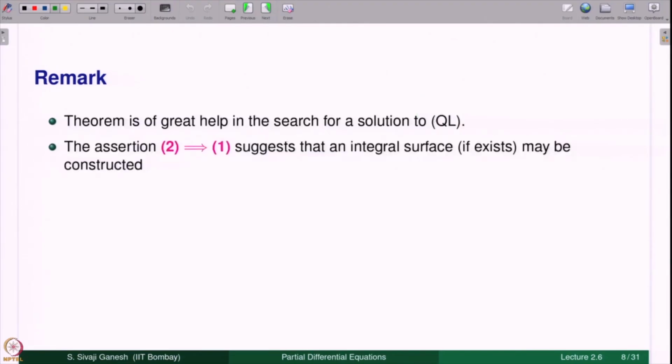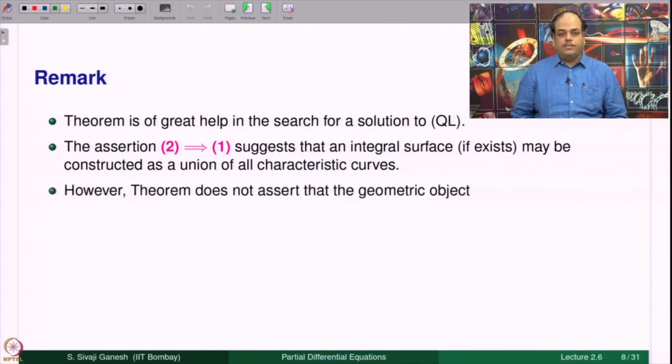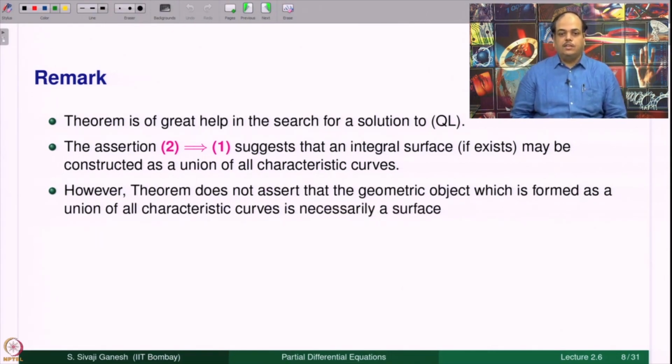So, the assertion 2 implies 1 suggests that an integral surface, if it exists, in other words a surface z equal to u(x, y) where your solution, if it exists, may be constructed as a union of all characteristic curves. However, the theorem does not assert that the geometric object which is formed as a union of all characteristic curves is necessarily a surface. In other words, if you take a union of characteristic curves, it is not necessary that the third component is expressible as a function of the first two coordinates. It does not say that.